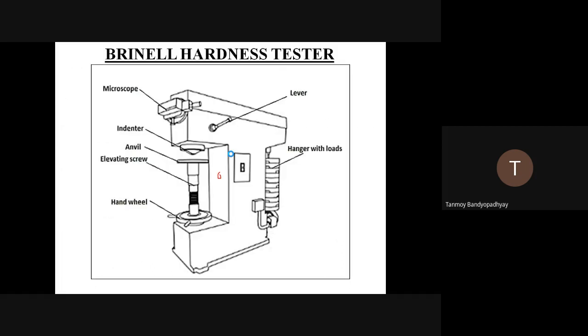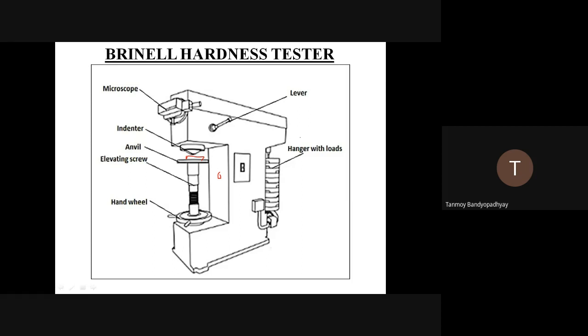So this is the test setup, just as I had discussed. This is the hand wheel, and this is the elevating screw. This is the anvil. Just at the top of the anvil, the specimen is kept. Suppose I have a specimen whose hardness value has to be checked. That is kept on the anvil, and then the hand wheel is rotated, and the elevating screw goes up and touches the indenter.